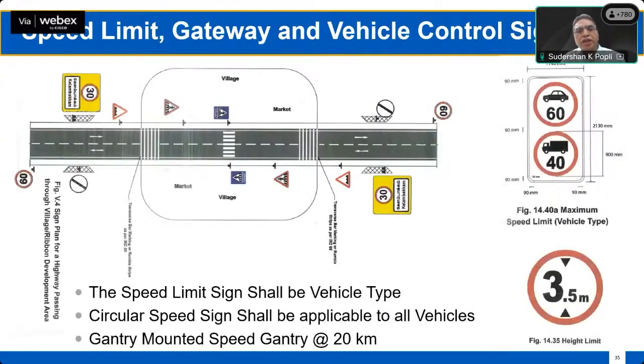Then gateway treatment. Gateway treatment is a concept which has come up now. Gateway treatment means signs are placed on both sides that you are entering a restricted area or built-up area. So signs are placed that now you are entering where speed restrictions are there, where pedestrian crossings are there. You have to place this treatment in built-up areas, even on 4-lane highways which pass through a built-up area. This kind of sign is required to be placed.